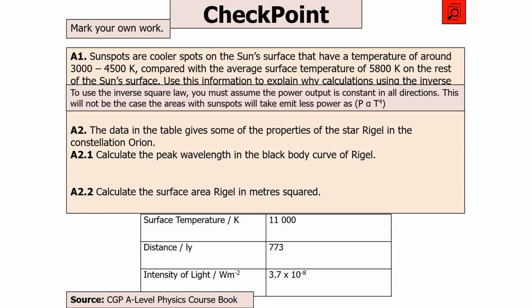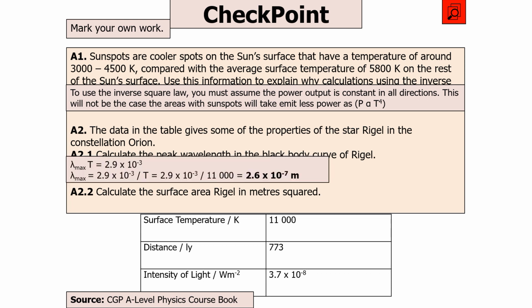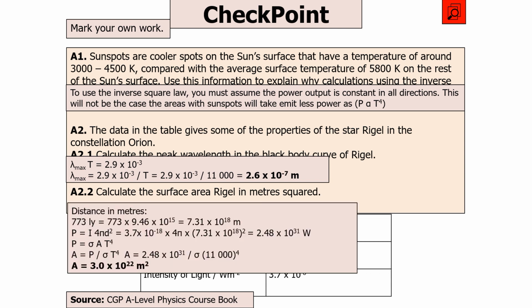This next question we're looking for peak wavelength, so we've got to use the Wien displacement law, lambda max times T equals 2.9 times 10 to the minus 3. We work out all the values and we get 2.6 times 10 to the minus 7 meters. This next one, what we've got to do is work out the surface area. So in this one we can use Stefan's law, so we can say that power or luminosity equals sigma A T to the 4.